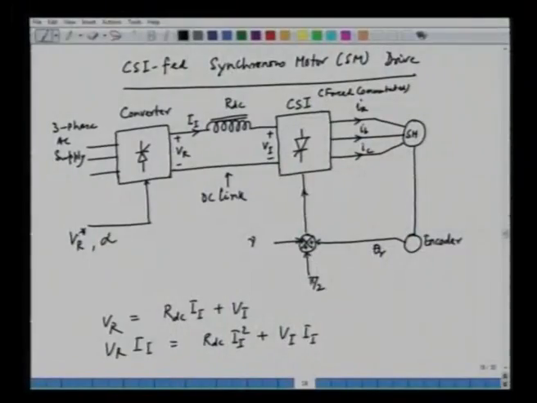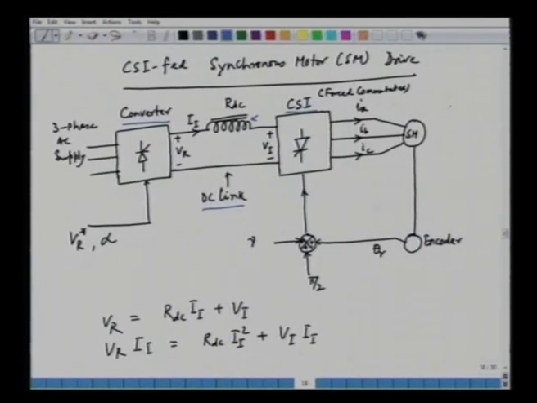Now this is what we discussed in the last lecture: we have a converter, an AC to DC converter, which could be a controlled rectifier, changing the three-phase AC supply to a DC supply, that is VR. VR is the output of the converter. Then this is fed to the DC link, and the DC link has a very high inductor, the purpose of which is to keep the current approximately constant. And then we have the CSI, a force commutated CSI.